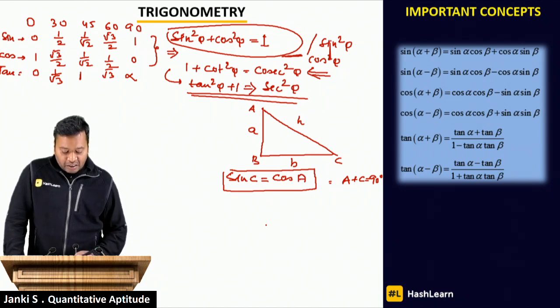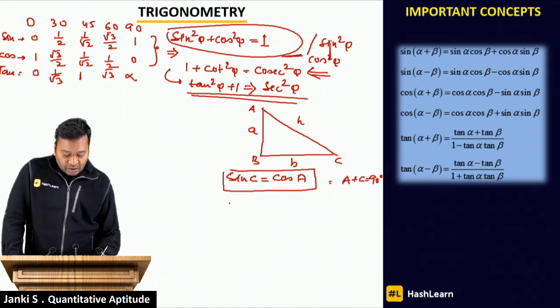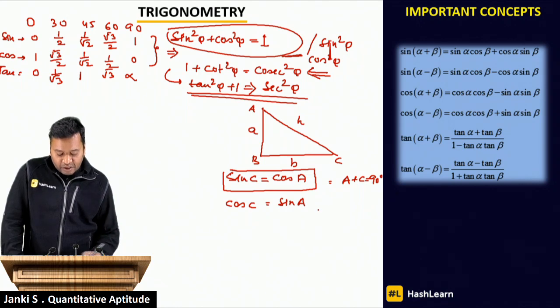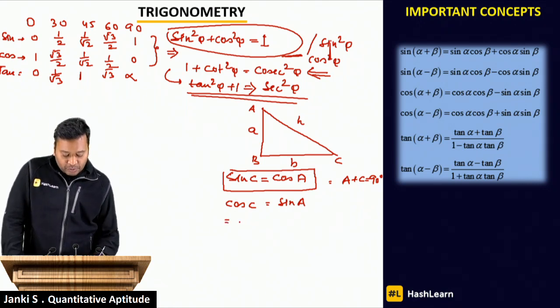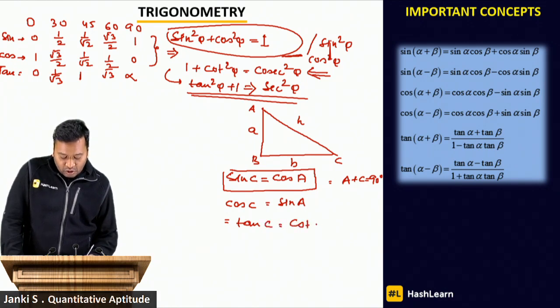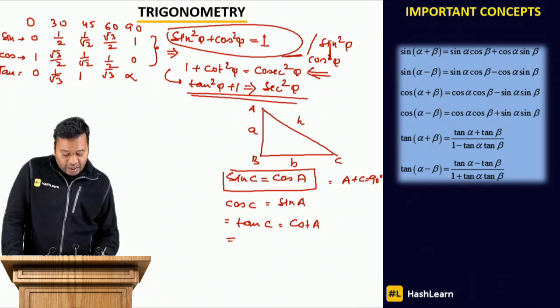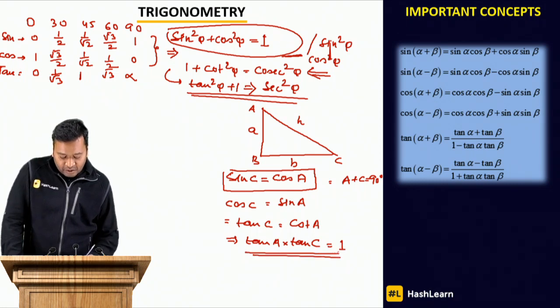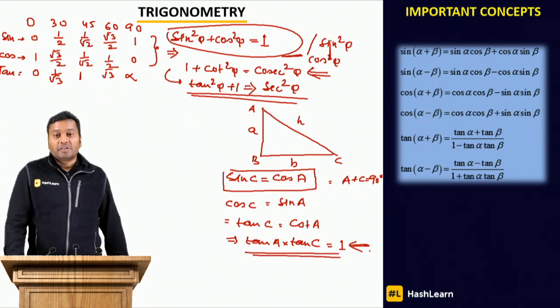Similarly, if that's my condition given, I can also find out something. I can always say that cos C is equal to sin A will be the relation, same condition. That also represents that tan C is equal to cot A, right? So that gives me the relation as tan A into tan C is always equal to 1, right? So this is one of the important relations which you need to keep in mind, right?